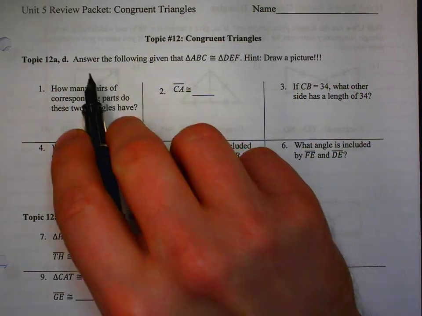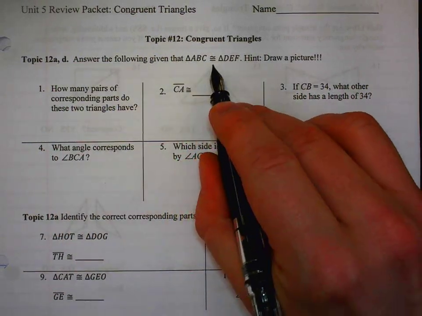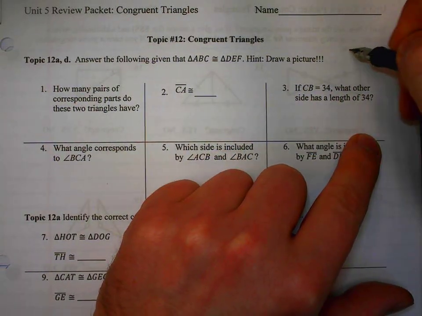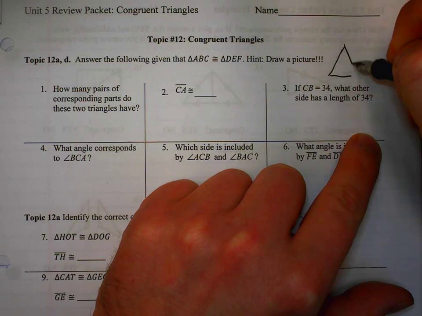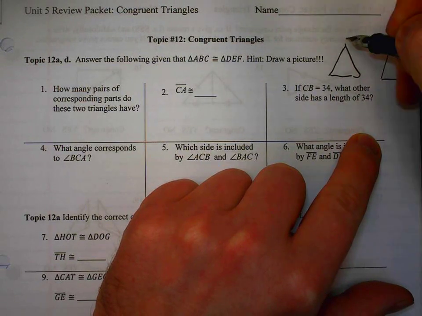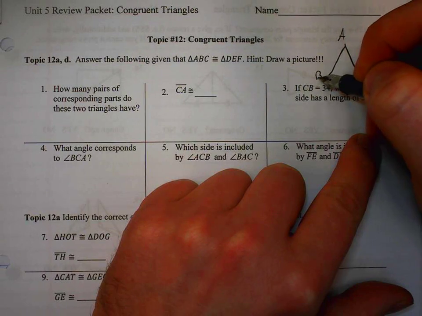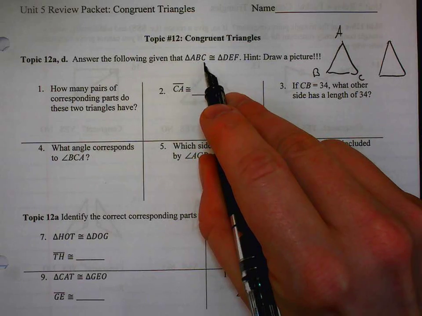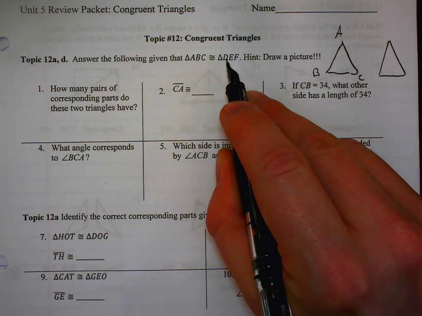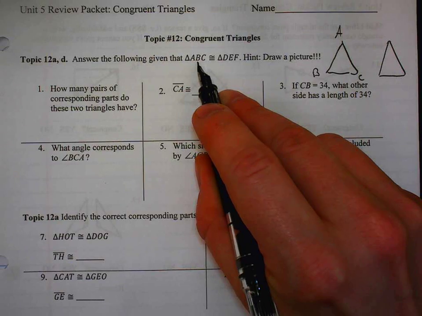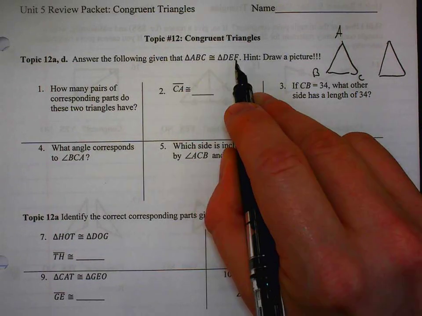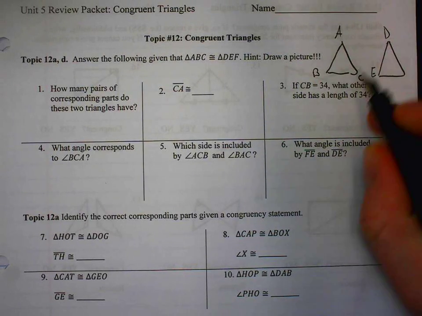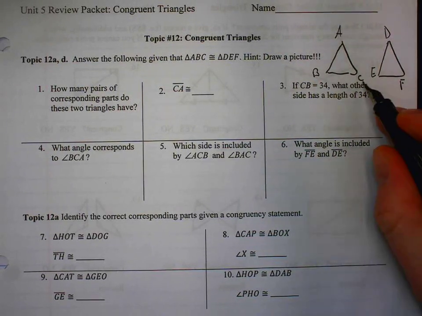Answer the following given the triangle ABC is congruent to triangle DEF. Hint, draw a picture. Okay. First, I'm going to draw a picture. We'll label one triangle ABC. And then in my second triangle, because the order goes A, B, C, that means A's corresponding part will be whatever comes first, D. B's corresponding part has to be the second one, E, and C has to go to F. So it means A and D correspond, B and E correspond, C and F correspond.